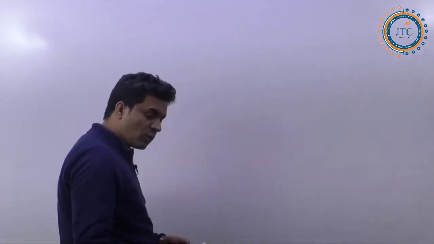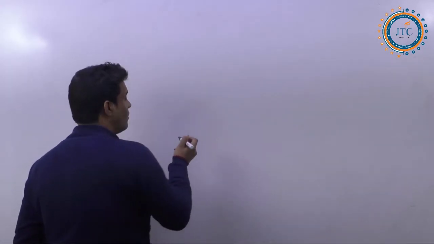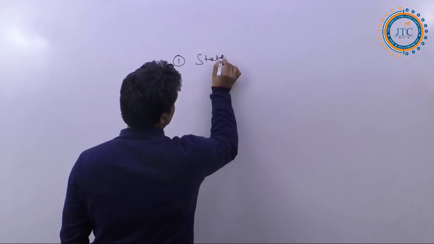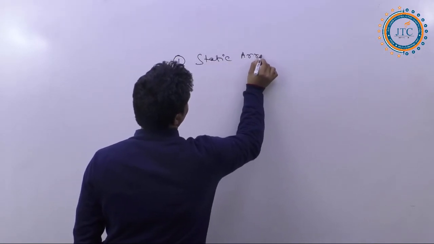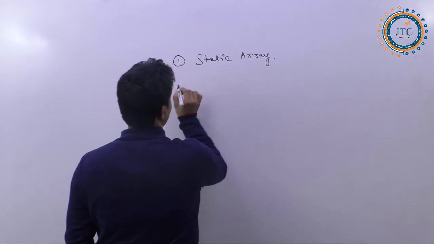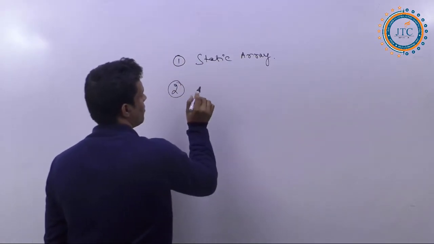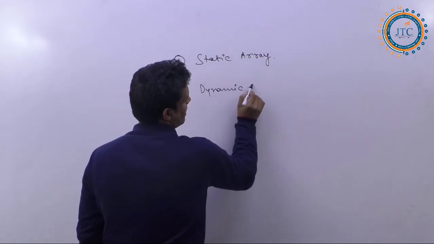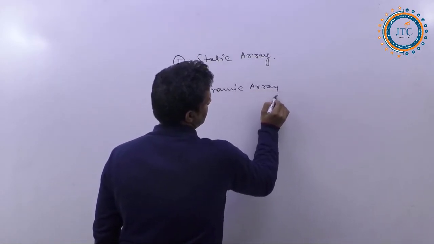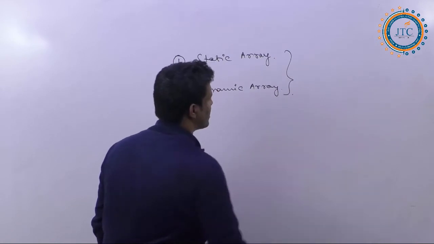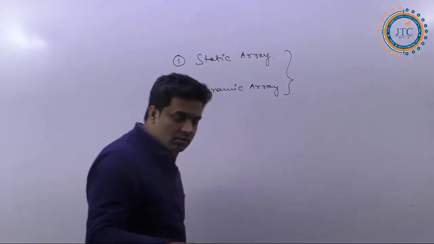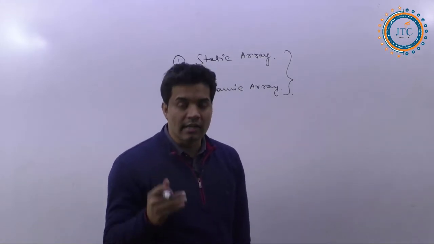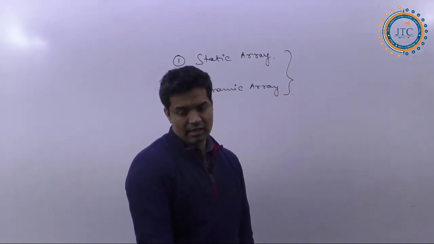The two basic concepts we have discussed are, the first one, the static array, and the second concept, the dynamic array. So there were two concepts we have discussed, and elaborately we have discussed what the static array is and what the dynamic array is, right?